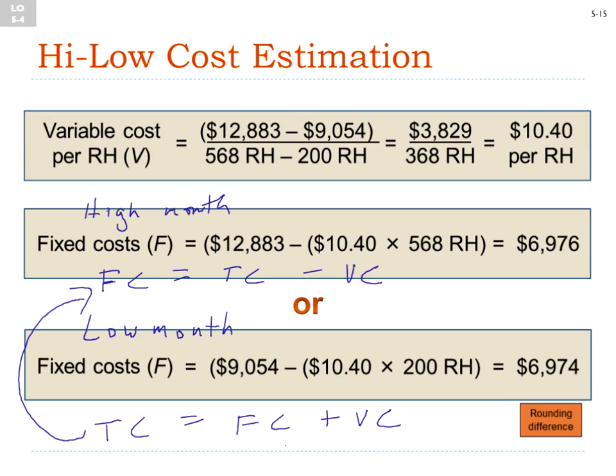But as you can see, your fixed cost number is the same: 6,976 if you use the high month numbers, or 6,974 if you use the low month numbers. But as the slide tells us, that's a rounding difference. A $2 difference, when you're talking about $7,000, is really not a big deal. But this again illustrates the principle of the high-low method: you can apply the change numbers to either the high month or the low month to get your fixed cost.